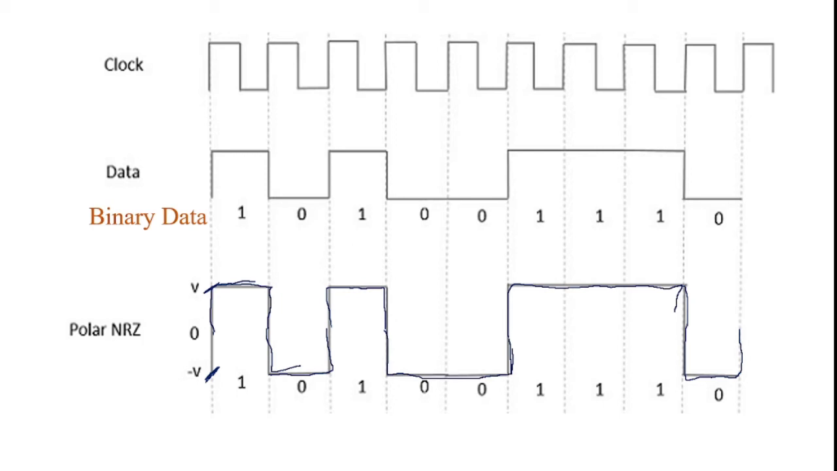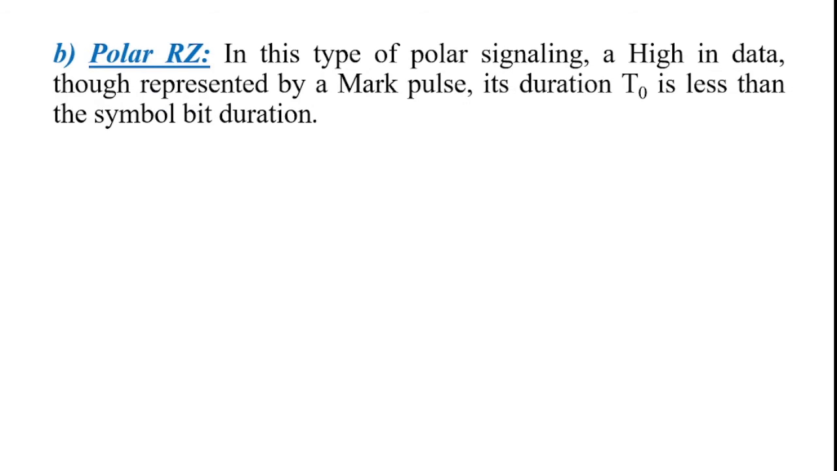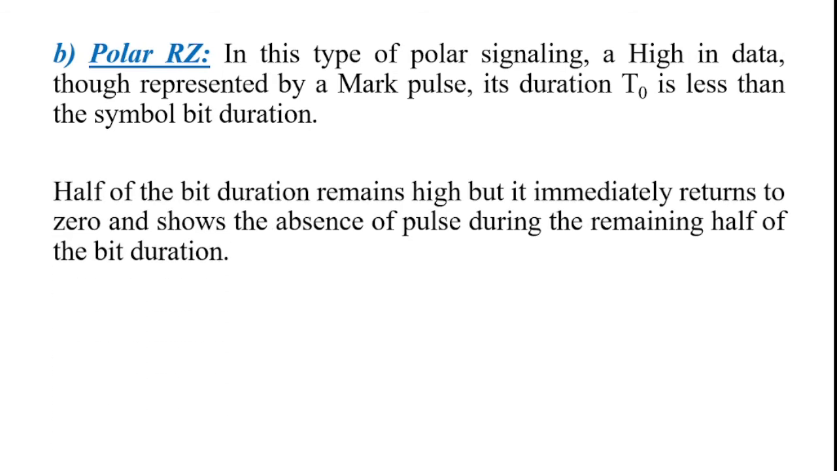Next we are going to discuss polar return to 0. In polar return to 0, a high in data is represented by a positive pulse. That positive pulse is called a mark pulse. Its duration T0 or TB is less than the symbol bit duration.